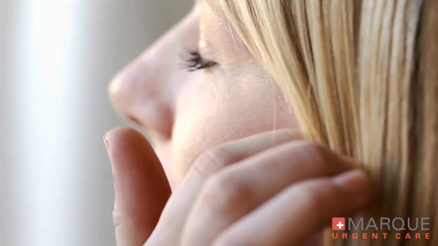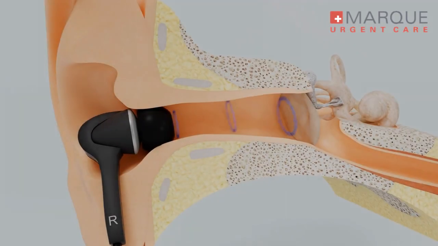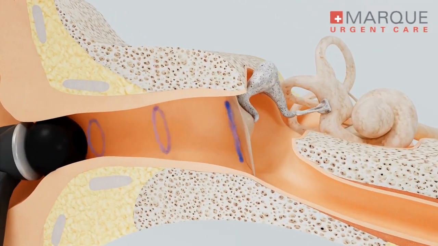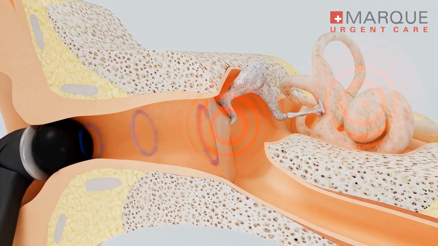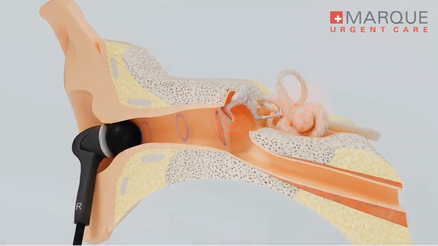The ear is made up of three parts. The outer ear includes the part you can see and the canal that leads to the eardrum. The middle ear is separated from the outer ear by the eardrum and contains tiny bones that amplify sound. The inner ear is where sounds are translated to electrical pulses and sent directly to the brain.